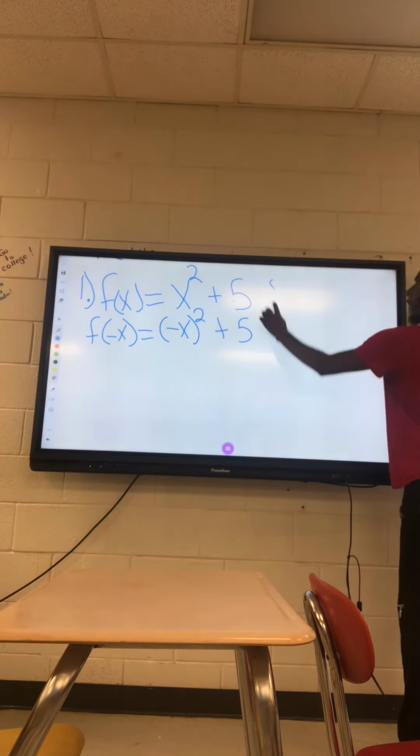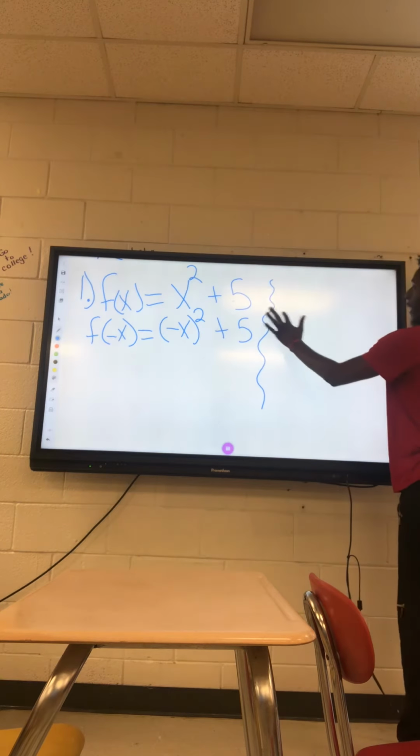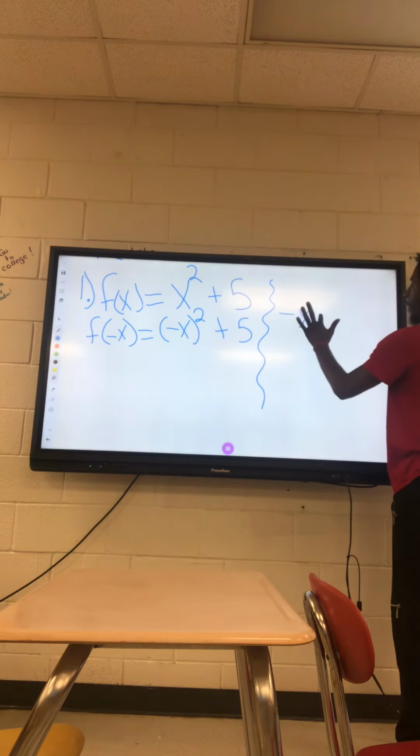And let's go over here. We have negative x times negative x. We know a negative times a negative is a positive, correct? So that's just going to simply be x squared, okay? So we're just going to bring that right back over here. We have x squared plus 5 as our final answer.